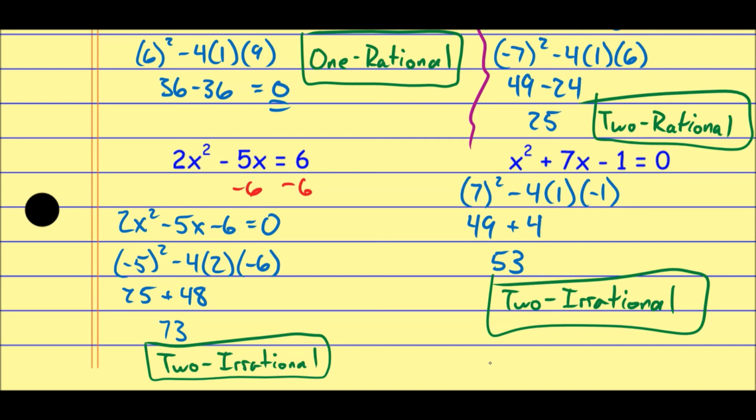A positive that's not a perfect square, I'm going to have the plus or minus, so 2 answers, but they're going to be irrational because of the square root. And if I get a negative under that square root, that comes out as an imaginary number. Now I have 2 complex solutions. Okay?